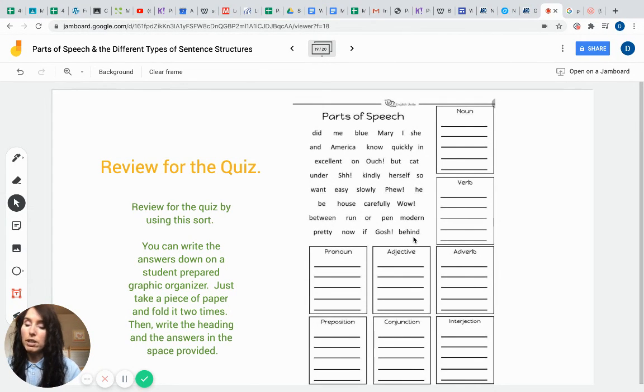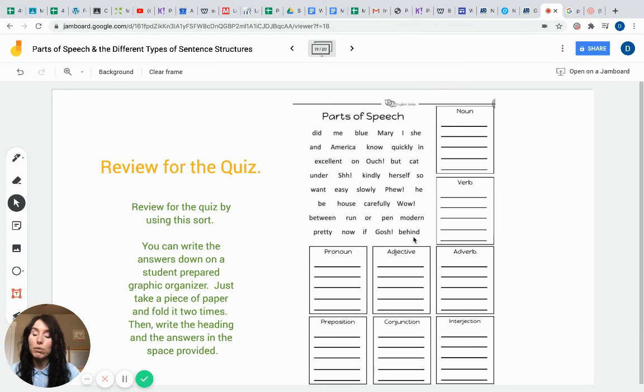So if you've already started this activity, it should look something like this. So this is what it should look like, but you're going to have 5 words in each of these sorts. And then you're going to flip the page over and do the same thing on the back. That is your fun little activity to do today.